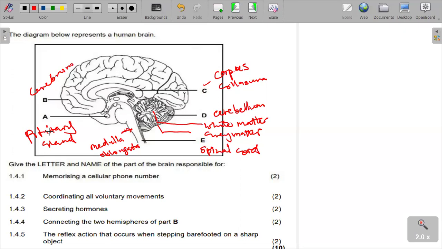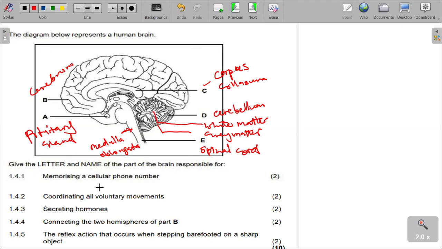We have the corpus callosum, that is C, and then D, the cerebellum, which is just below the cerebrum. We have our white matter, which is inside the cerebellum, and the outer coating, the grayish layer, which is the gray matter, as well as the spinal cord and the medulla oblongata. We just want to quickly answer our questions again, so that we can go to other questions and gain more understanding of these brain parts.